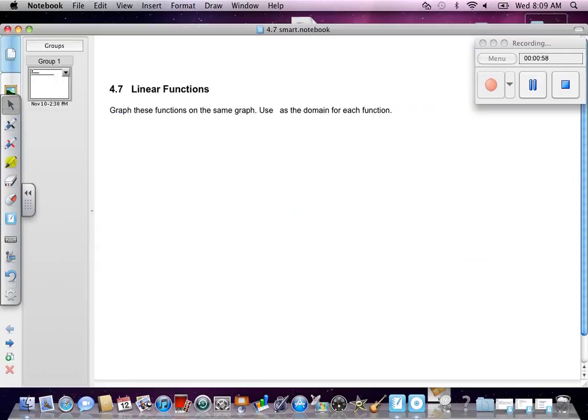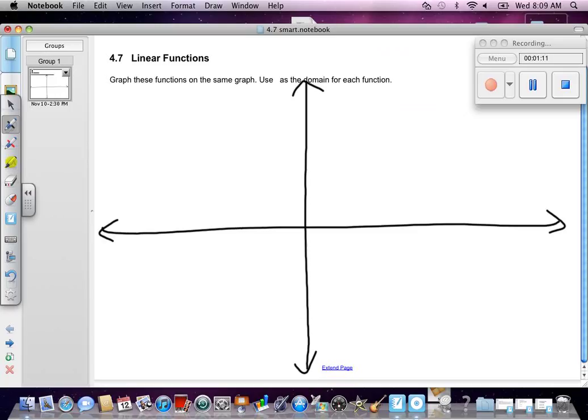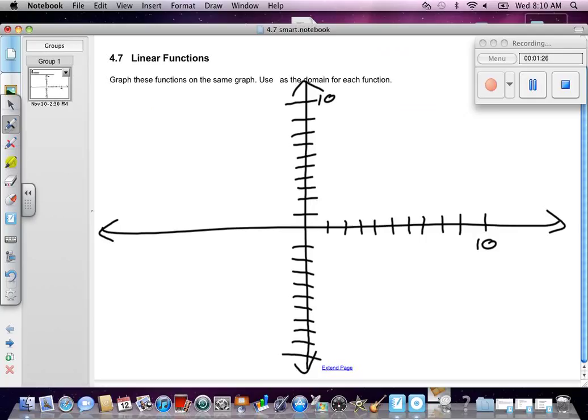All right, so you have a nice big piece of graph paper on your sheet. It goes 1, 2, 3, 4, 5, 6, 7, 8, 9, 10 in each direction, and negative 10 the other way. Okay.